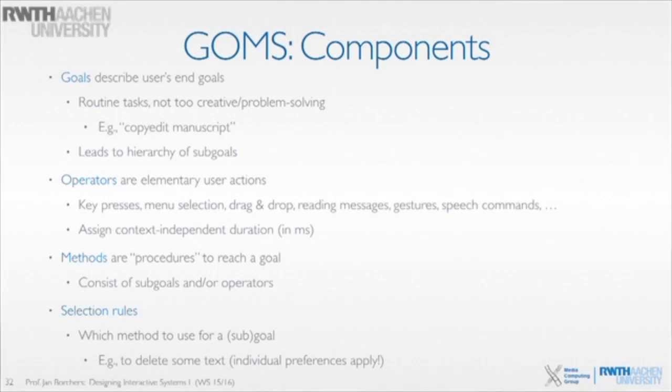GOMS, the name is fantastic. I think it was made for students because the name already includes the first letters of the 4 important components of the model. G as in goals, O as in operators, M as in methods, and S as in selection rules. So that's what GOMS stands for. Goals are end-user goals, kind of like what we know from the 7 stages of action.